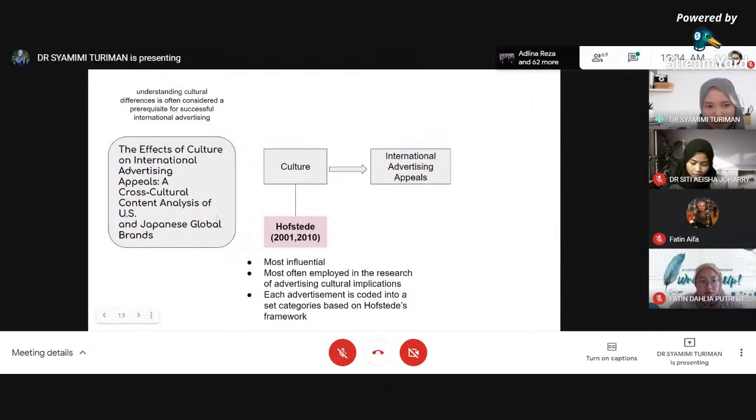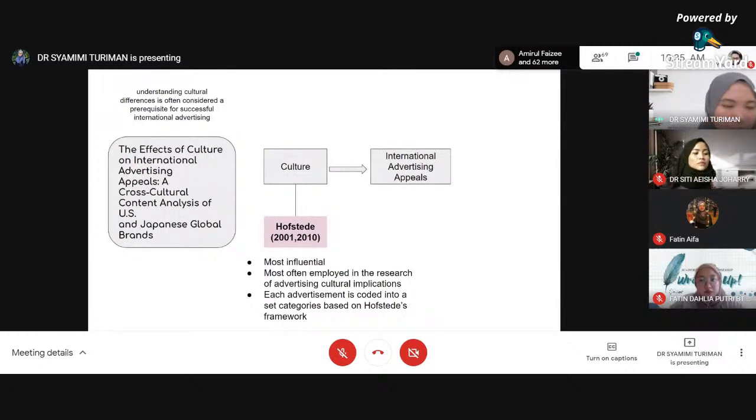On the left-hand side, we have this title. The title of the study is The Effects of Culture on International Advertising Appeals: A Cross-Cultural Content Analysis of US and Japanese Global Brands. So the title is, I guess, very clear there, that it is a cross-cultural content analysis, and the overarching issue is investigating the effects of culture on international advertising appeals.